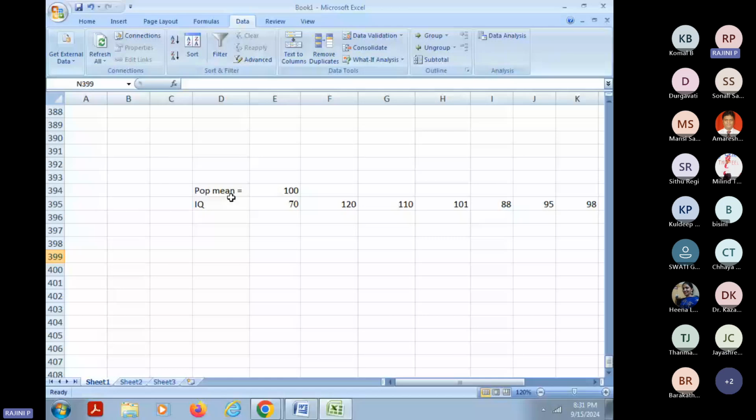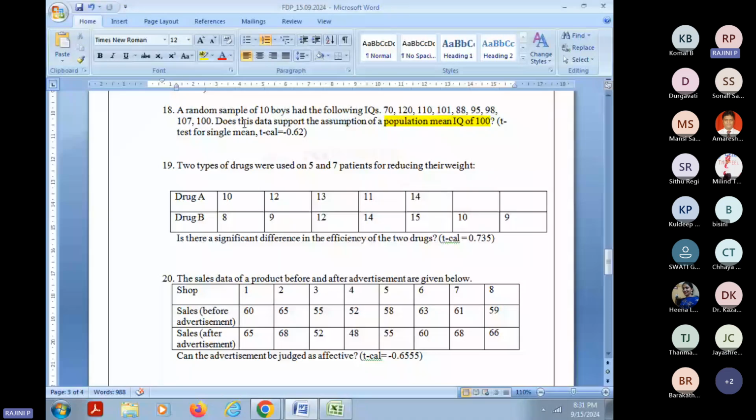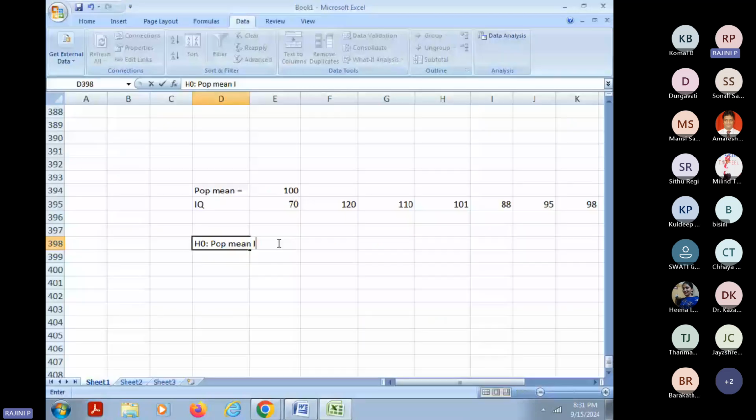So what I'm writing, H naught, the null hypothesis. What are they asking? Does this data support the assumption of population mean IQ of 100? So write that: the population mean IQ is 100. And next, H1: the population mean IQ is not 100. Okay, so this is what we are having.